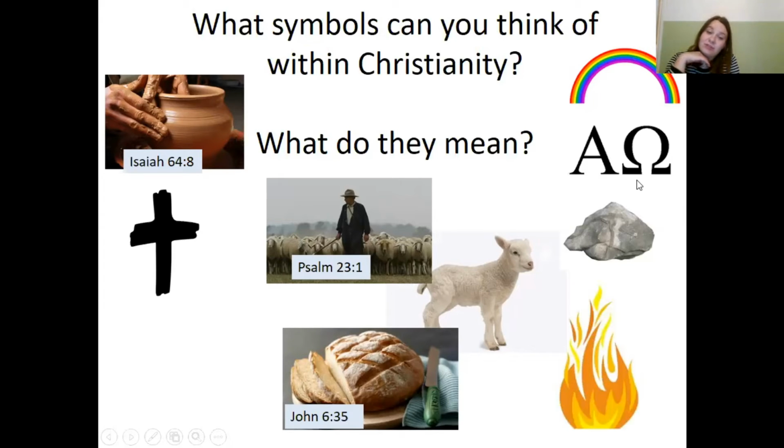Fire is used as a symbol for God. If you think about God talking to Moses through the burning bush, he talks in fire. As God leads the Israelites out of Egypt, he leads them in a pillar of fire. When the Holy Spirit comes at Pentecost, it comes as tongues of fire on people's heads. So fire is used a lot to represent God, and is something that might be used as an image in churches.